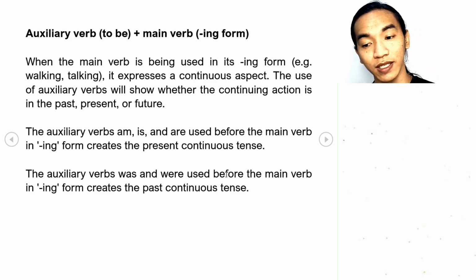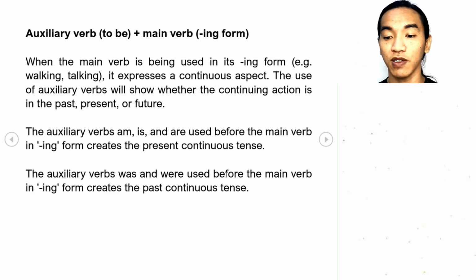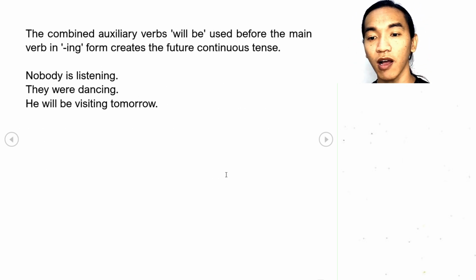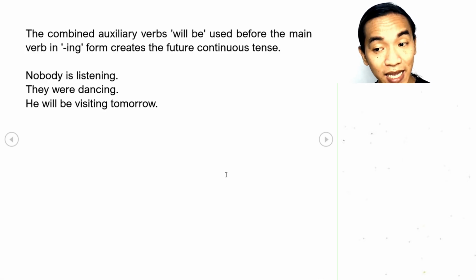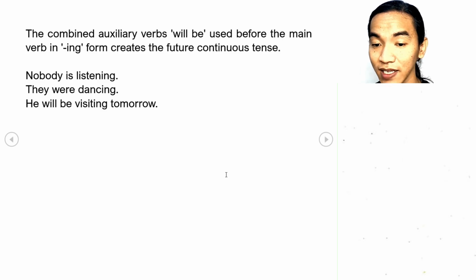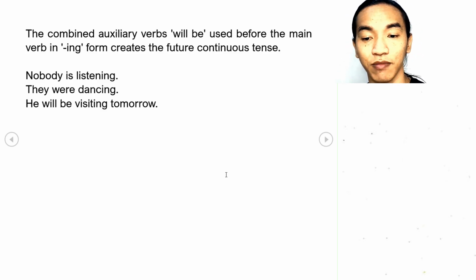The auxiliary verbs was and were plus the verb ing form creates the past continuous tense. Now, the combination of auxiliary verbs will be used before the main verb ing form creates the future continuous tense. So, nobody is listening. They were dancing. He will be visiting tomorrow.